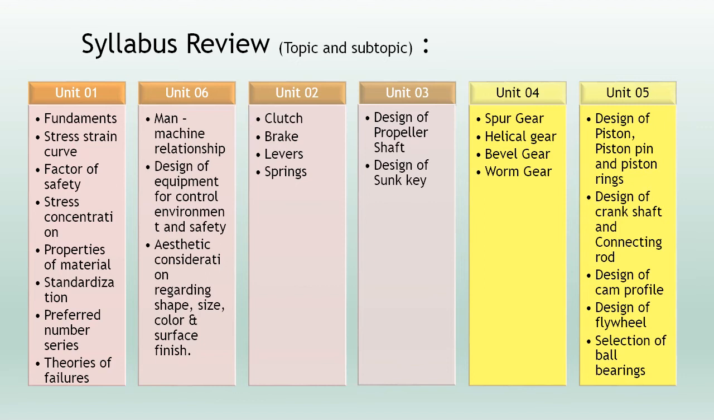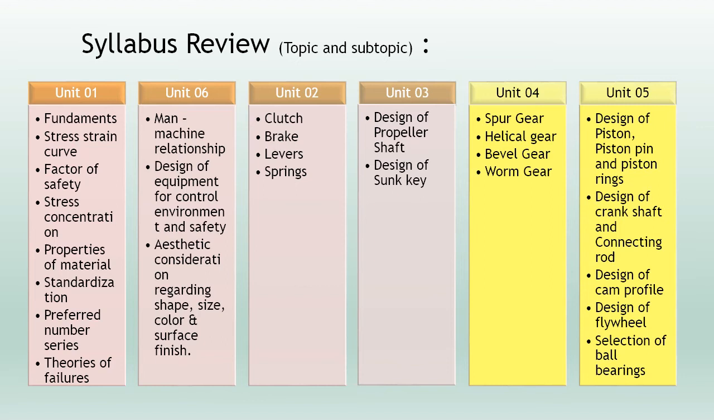Then we started the unit number 6, that is man-machine relationship, design of equipment for control environment and safety, aesthetics consideration regarding their shapes, size, colors, surface finish, etc. This unit is very short, having only 8 marks of weightage.